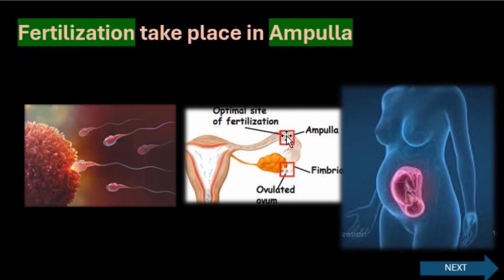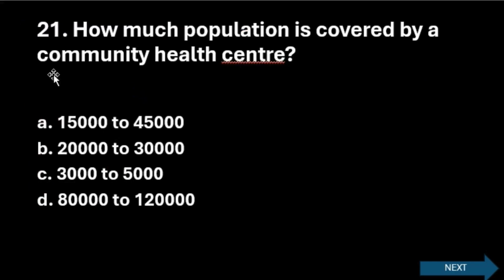Next question. How much population is covered by a community health center, CHC? Option A, 15,000 to 45,000. Option B, 20,000 to 30,000. Option C, 3,000 to 5,000. Option D, 80,000 to 1,20,000. Here the right answer is option D, 80,000 to 1,20,000.